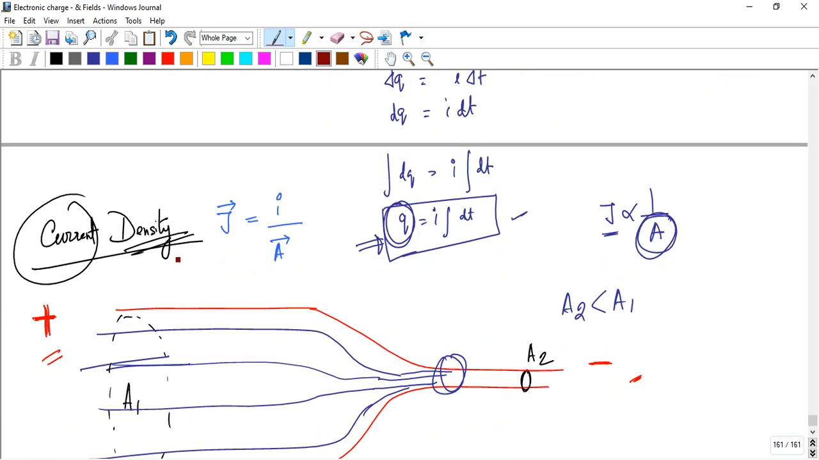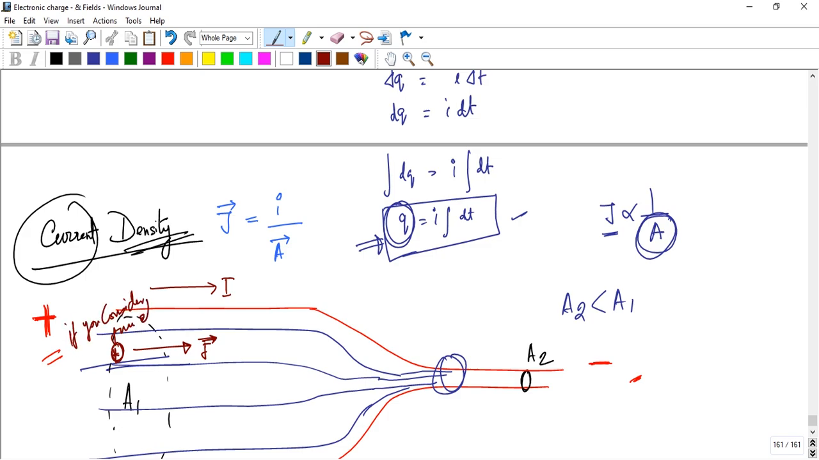So the current moves in that direction. If I consider the positive charge, that's why the current density is in that direction. So the current direction and the current density direction are the same, if you consider the free charge to be positive.